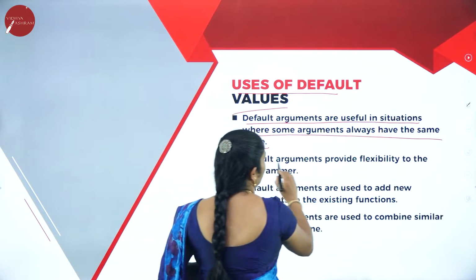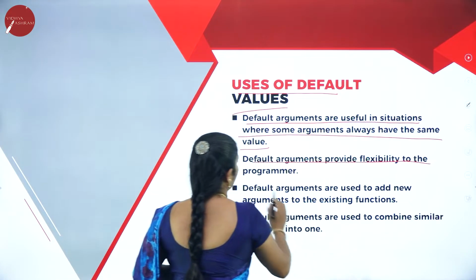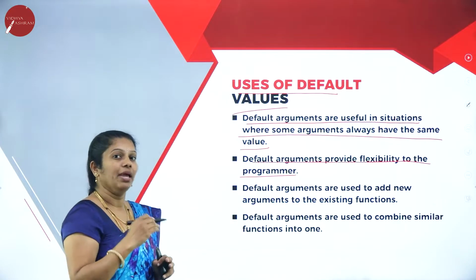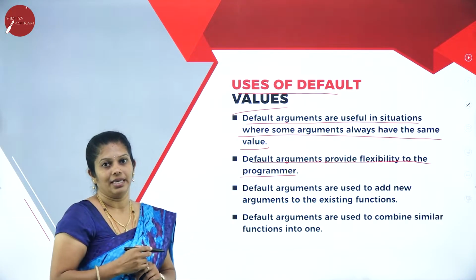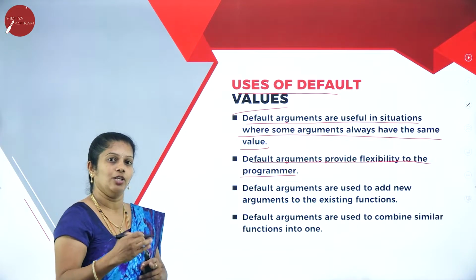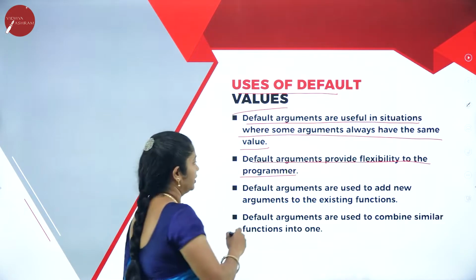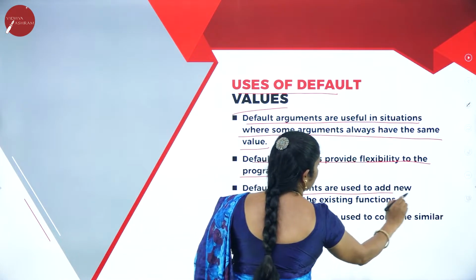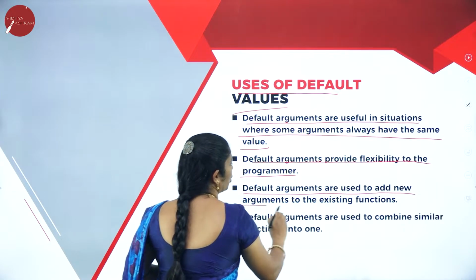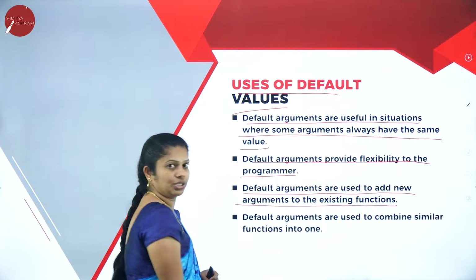And default arguments provide flexibility to the programmer. Mainly it provides flexibility. If the user forgets to give the values, then by default it will take them. Default arguments are used to add new arguments to existing functions.